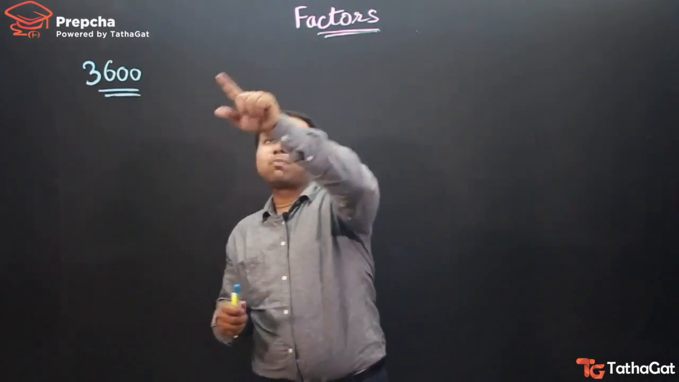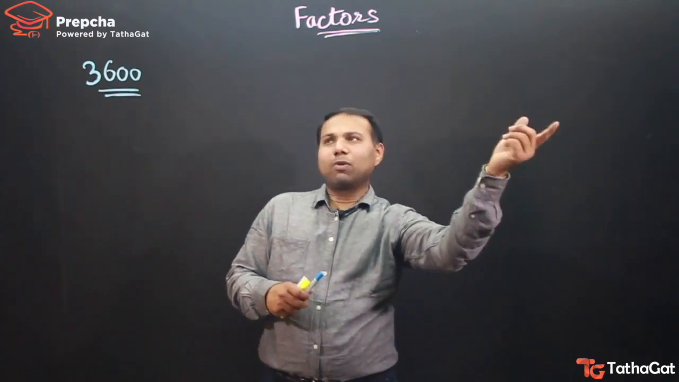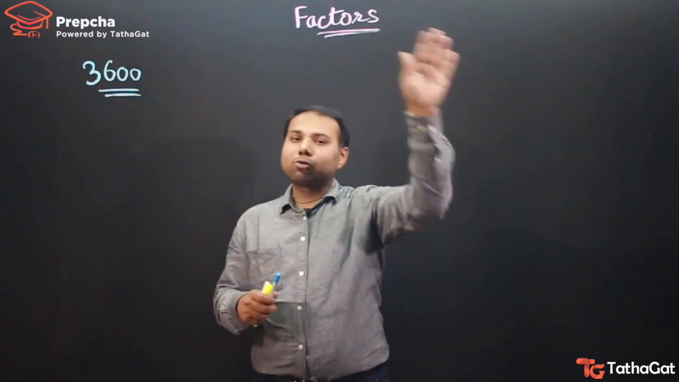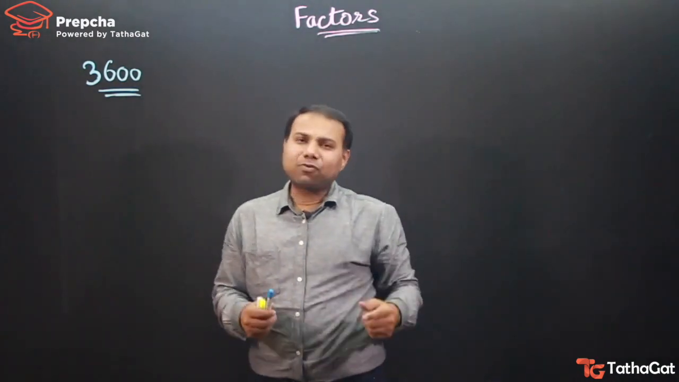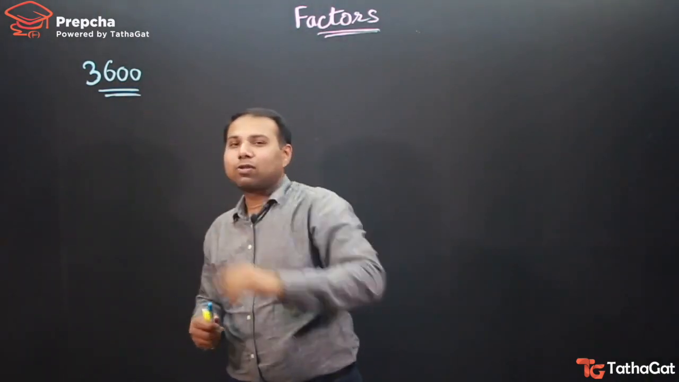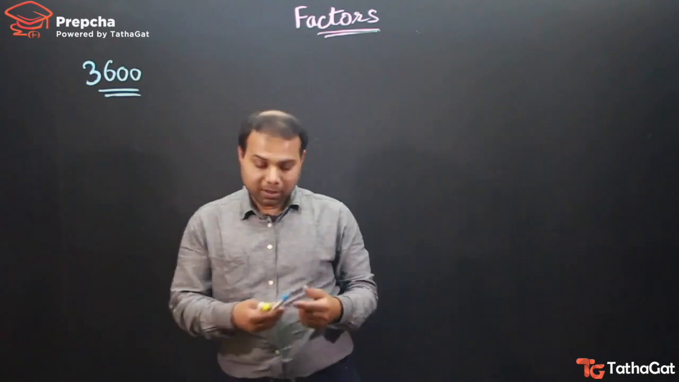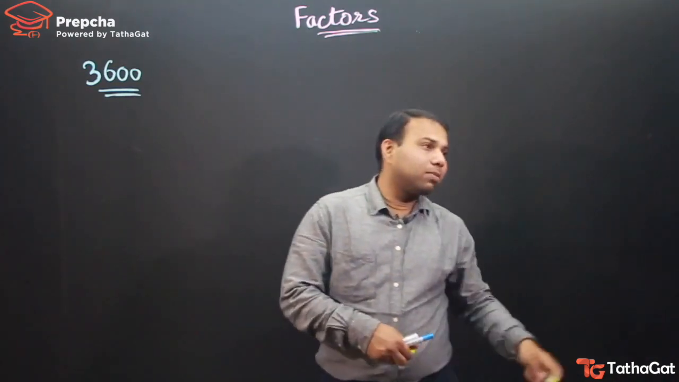As in the previous video we have seen, the first factor will have its partner number, which when multiplied with it will give us 3600. Similarly, the second factor will also have a partner and so on. But if we write all the factors of this number that way, this task is going to be very troublesome. So what do we have to do? The first step is to prime factorize this number. So how to calculate the prime factors of this number?